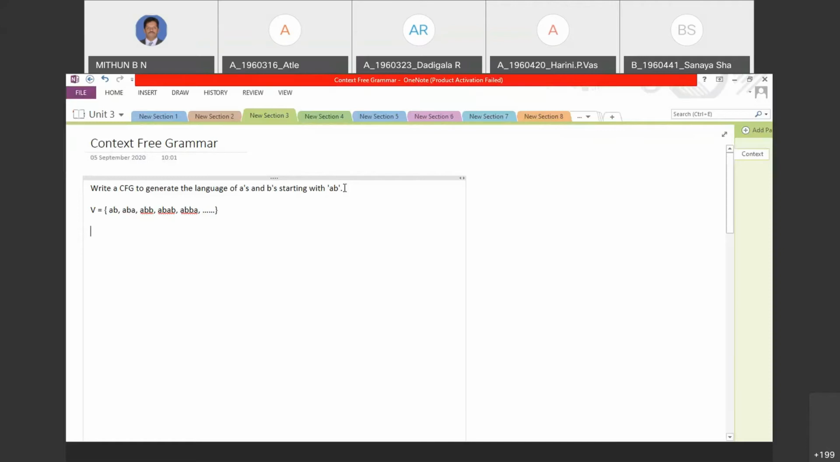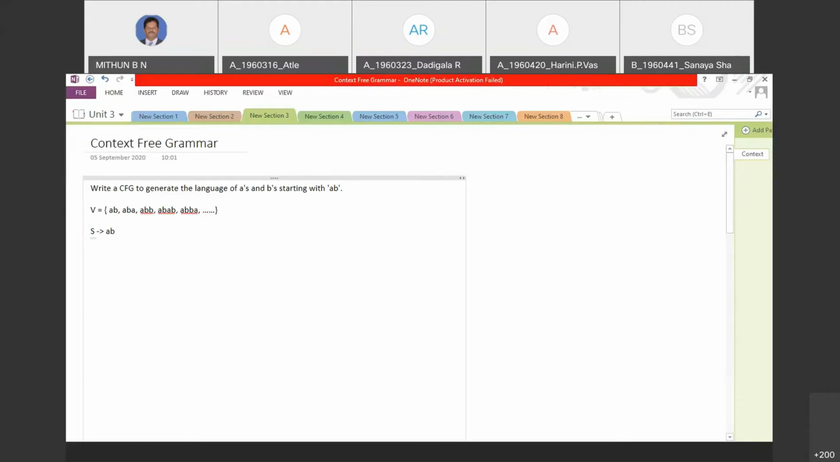I just say S is a symbol. This is a production symbol. Already I have told you. This should be there. Minus followed by greater than symbol, the arrow mark. So now, what is the minimum string to be generated? Minimum string generated is AB. So I can say S generates AB, or S can be replaced by AB.